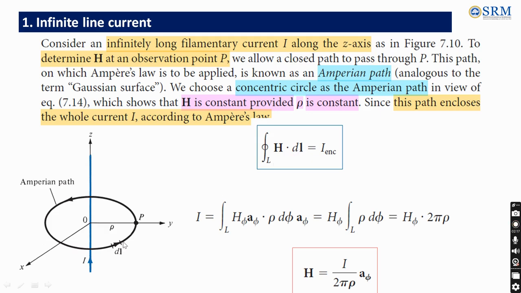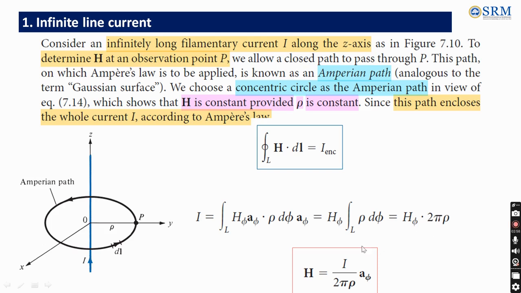So the differential length element is going to be the arc, right? So it is going to depend on the radius rho: rho d phi a phi cap. If I dot product same unit vectors, it's going to be 1. So H phi is constant, I'm taking it out, and I integrate. Rho is also constant here. We're going to integrate over phi. The value of phi in cylindrical coordinates varies from 0 to 2 pi. So if I integrate d phi, I will get phi, and if I apply the limit 0 to 2 pi, I will get 2 pi minus 0, that is 2 pi.